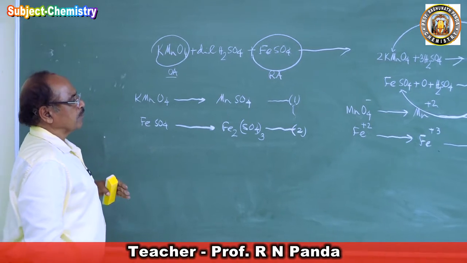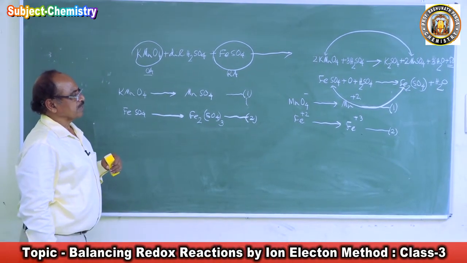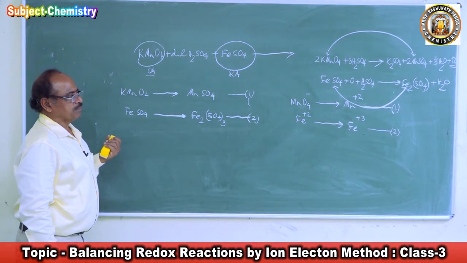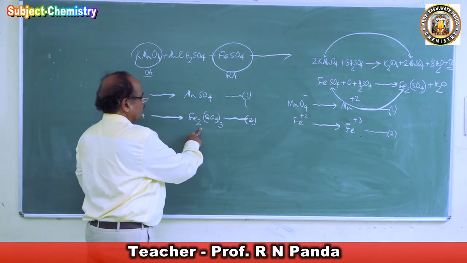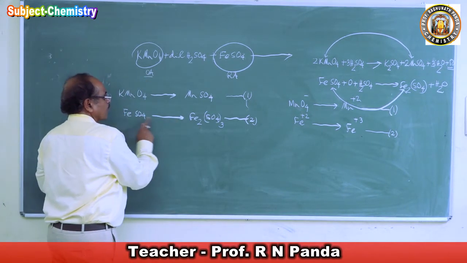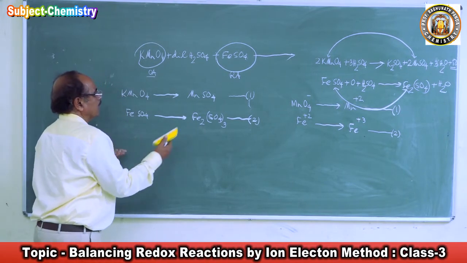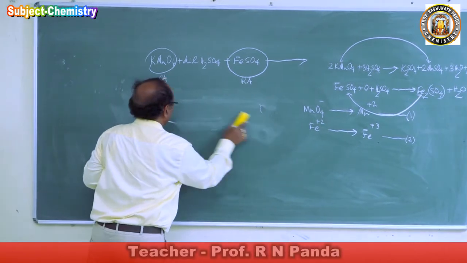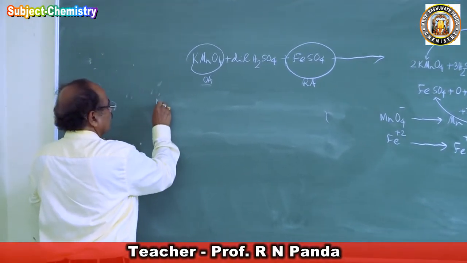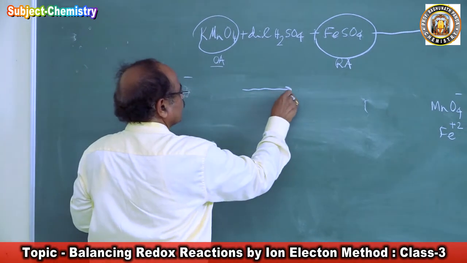So these are the two. Ascertain the oxidized state and reduced state of the substances in ionic form. Here ferrous sulfate is forming ferric sulfate, Fe2(SO4)3. Now we will first balance this MnO4 minus. MnO4 minus is forming Mn plus 2.